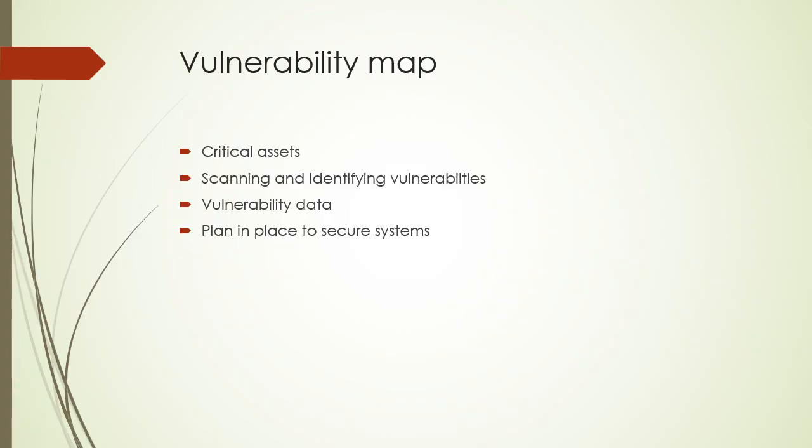As far as what our vulnerability map will look like, we'll look at the critical assets, which is data. If we're looking into a finance company or something like that, we're scanning and identifying those vulnerabilities and seeing what may be the best approach and what that vulnerable data is. In this case, we're looking at those ports being vulnerable, and then creating a plan to secure those systems, which would be updating that port and closing port 139.